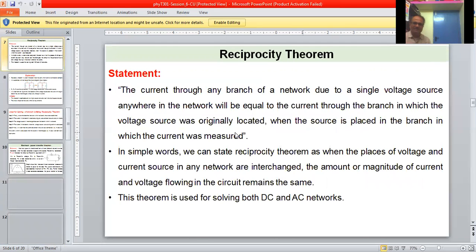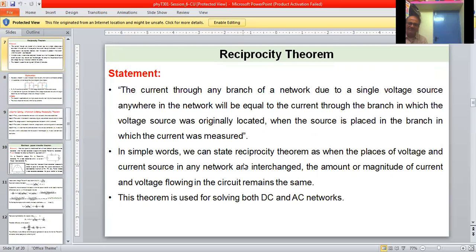Next, you come to the reciprocity theorem. Reciprocity theorem is very simple. If in an electrical network there is a voltage source at one place, and you measure the current in any branch anywhere in the network, and then if they are interchanged, their values will be the same. I will explain this with the help of the diagram next.